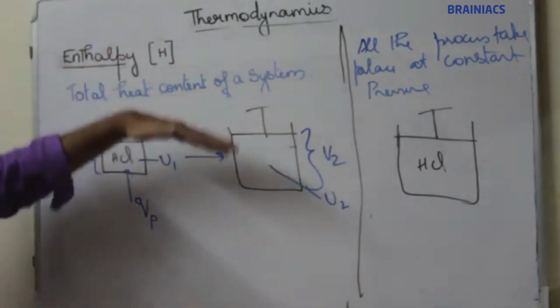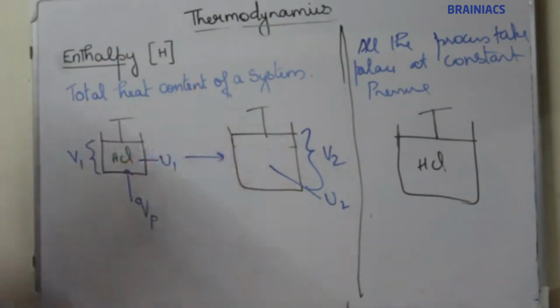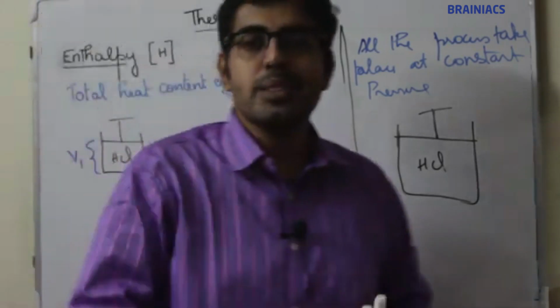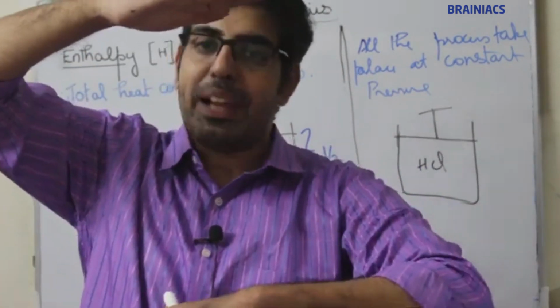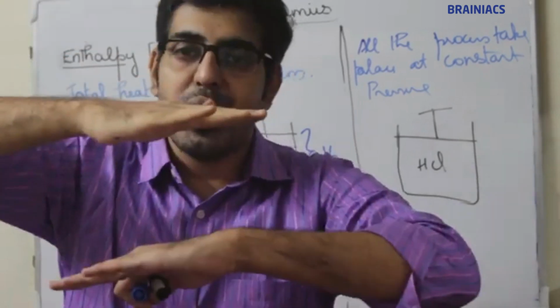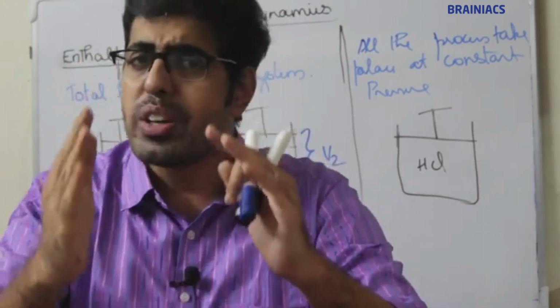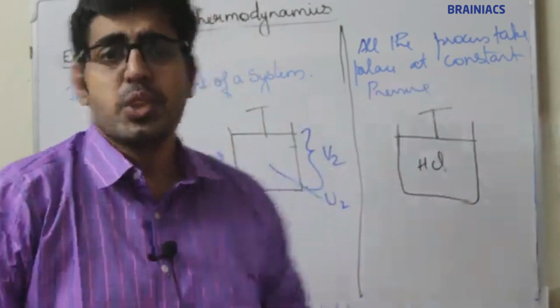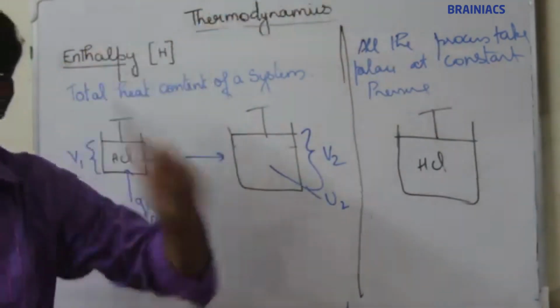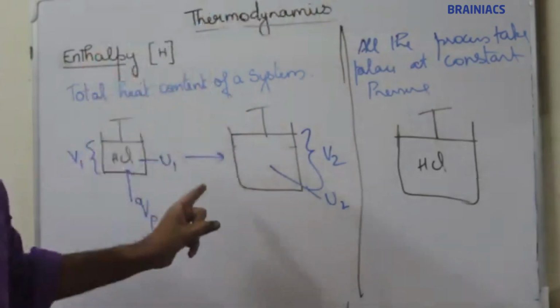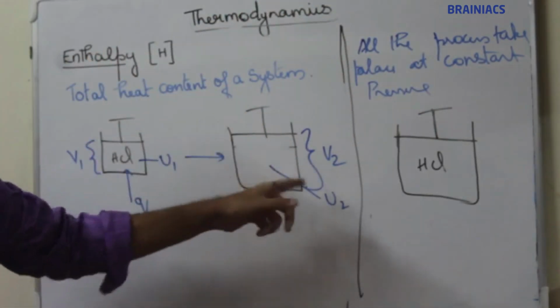Here there is a change in volume. Do you remember our previous classes regarding work? When the piston moves upwards, that is expansion work. When the piston moves downwards, that is compression work, which we have already discussed. So here, by heat energy, the piston is moving upwards. That means we can see a work energy here.